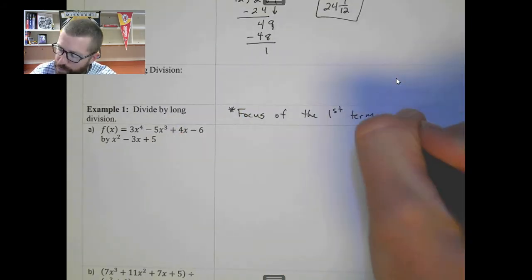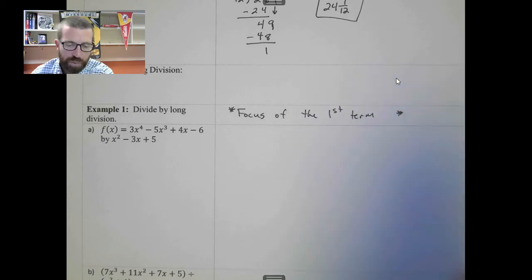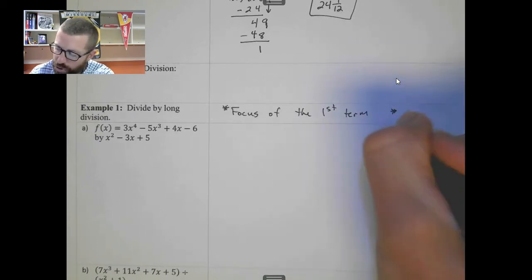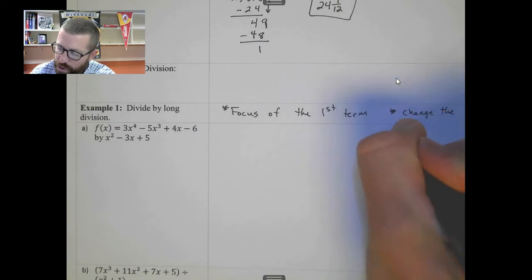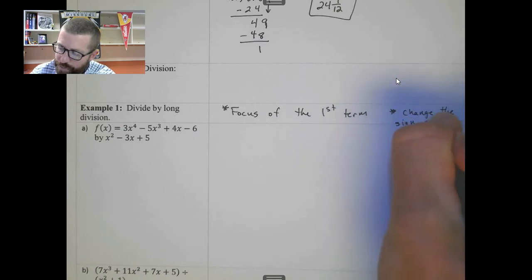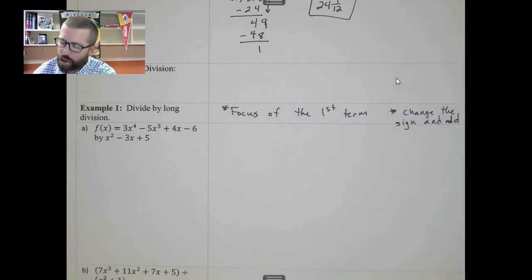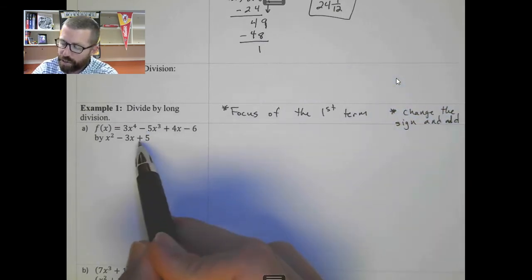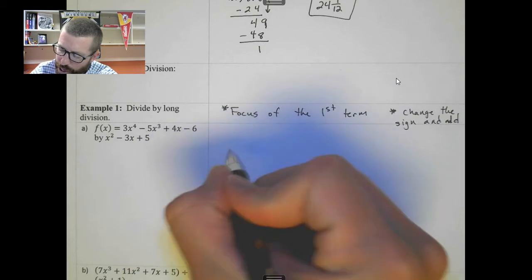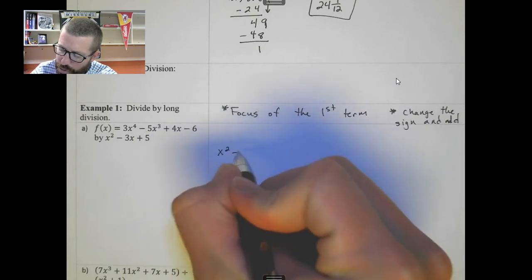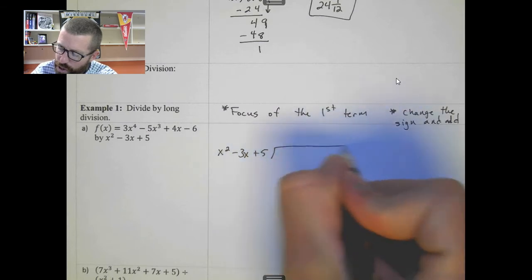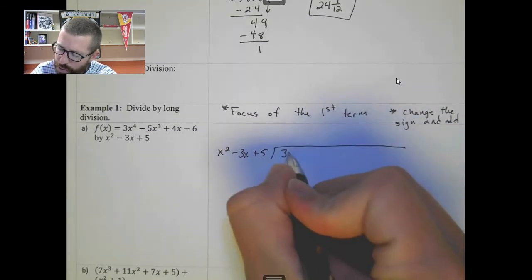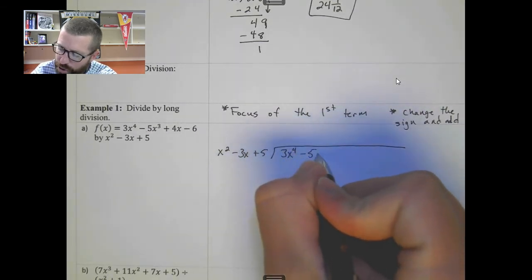And then I really think you'll find a lot more success if you think change the sign and add. Okay, so we want to divide this by this. So on the outside, we have x squared minus 3x plus 5. And then on the inside, we have 3x to the 4th minus 5x cubed.